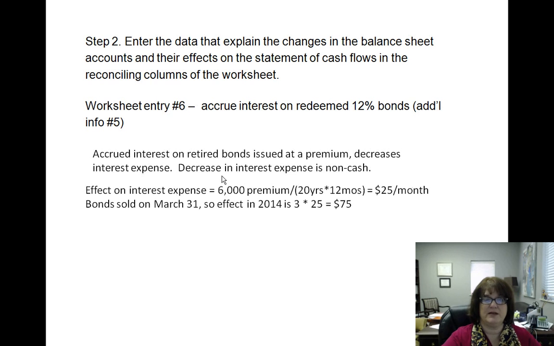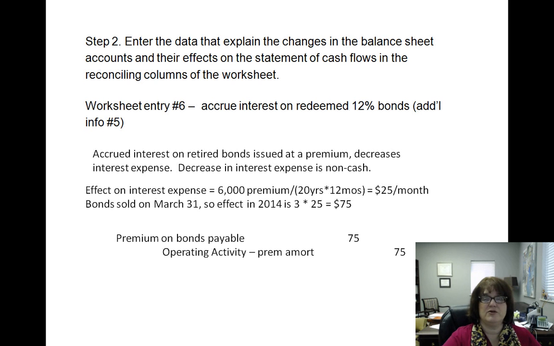All right, so here's your calculation. You started off with a $6,000 premium that was being amortized over 20 years, and I wanted to do a monthly amortization, so 20 years times 12 months. So it was being amortized at a rate of $25 per month. Since the bonds were redeemed on March 31st, the effect in 2014 is 3 months at $25 a month, or $75.